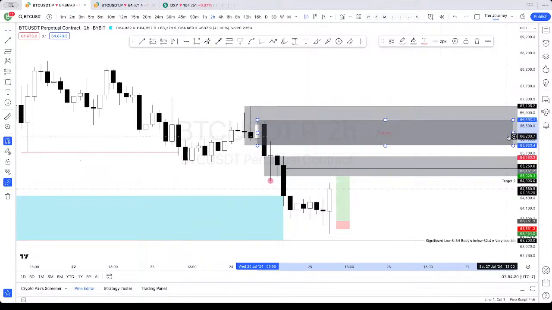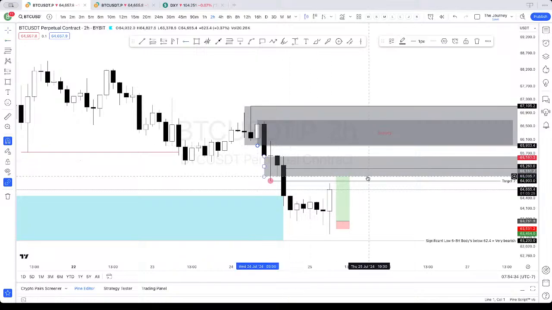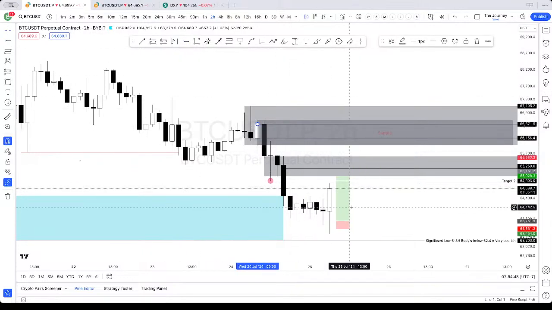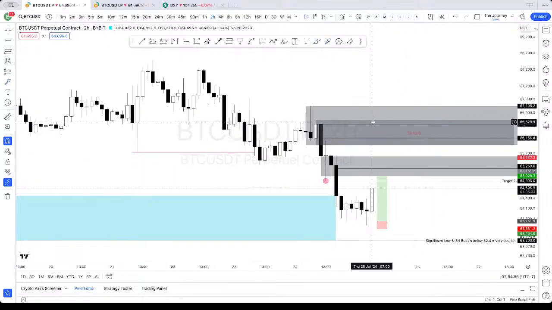And let's see, do I have price labels on that? Let's get one here. You know what? I actually like the body of that candle better for that. As a matter of fact, that's all I'm going to do. I'm going to leave it to that. I'm going to say 66571 to 66,156.4. That is where I am refining it to, right there.